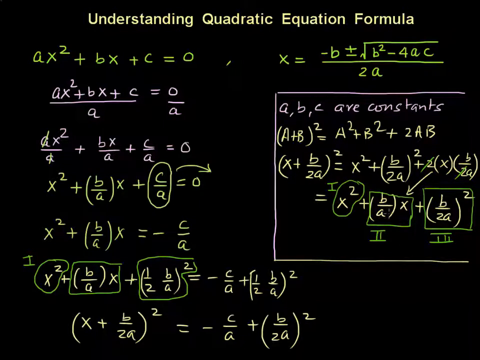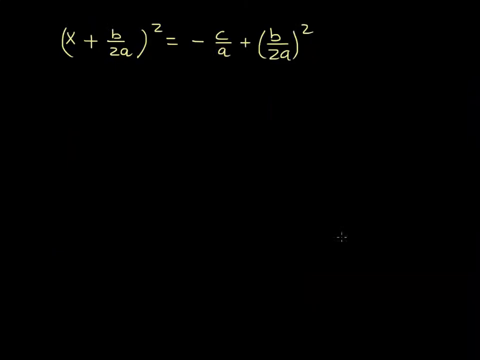So all these three terms are nothing but simply x plus b upon 2a whole square, and that's what we have written here. x plus b upon 2a whole square is equal to minus c upon a plus b upon 2a whole square. Okay, so in this page, this is the next page, and I have written the same relation from the previous page, which is x plus b upon 2a whole square is equal to minus c upon a plus b upon 2a whole square.